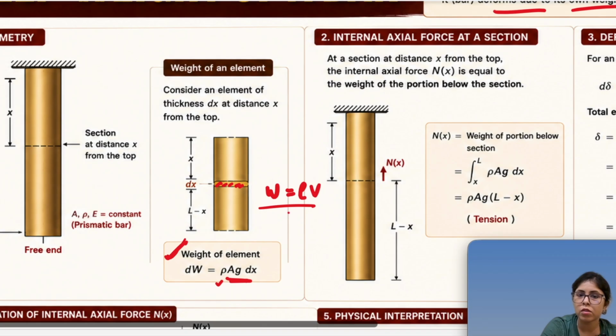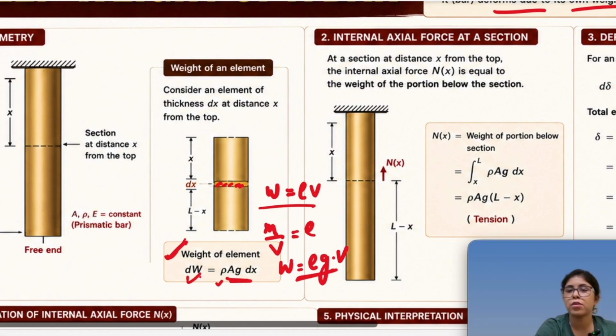So this comes out to be mass upon volume, which is nothing but density, right? If I want to know the weight, that is density into g into volume. So I'll be multiplying g as well here. Then only it gets converted to weight.